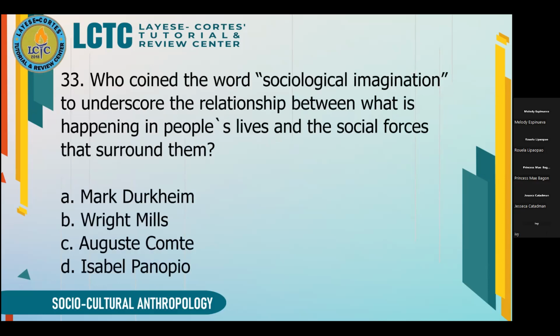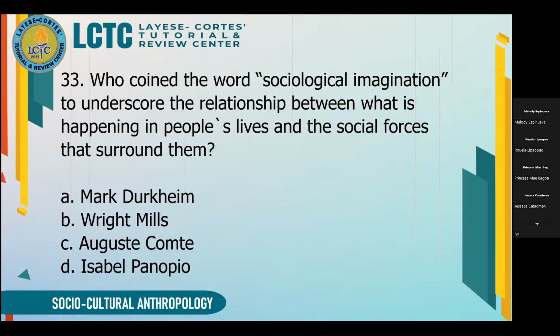33. Who coined the word sociological imagination to underscore the relationship between what is happening in people's lives and the social forces that surround them? Letter B. What's the answer? Letter B. Right Mills. Sociological imagination, that is Wright Mills.